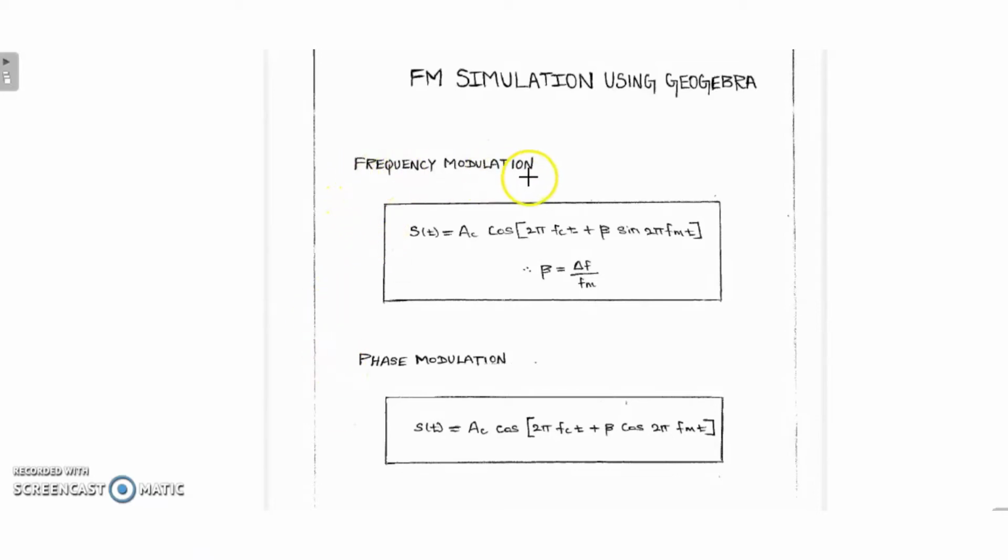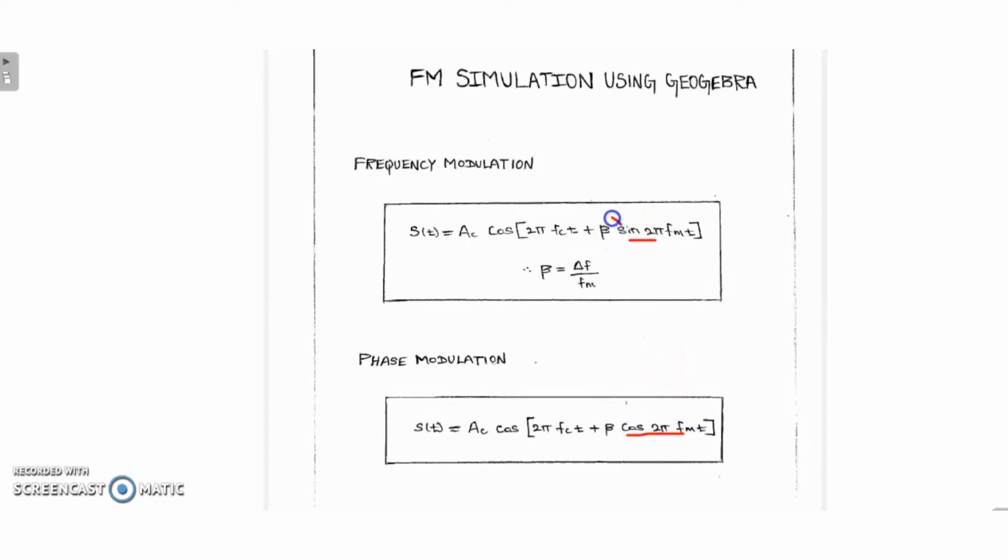In this video, we are going to simulate FM (frequency modulation) and PM (phase modulation). First, we will see this equation and compare both equations. The major difference in these equations is that a sine term is present here and a cos term is present here.